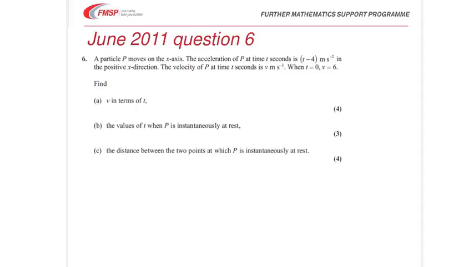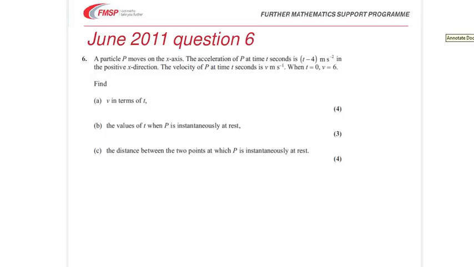What we're told is that the acceleration at time t is given by t minus 4. So acceleration in terms of t. And we're also told the initial condition is that when t is 0, v is 6. So we've got to find v in terms of t for part A.